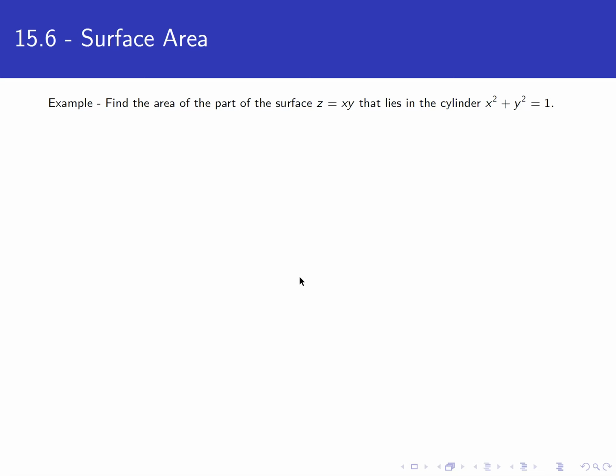Let's do another one. Let's say we have the surface z equals xy. We want the area that lies inside the cylinder x squared plus y squared equals 1. Partial with respect to x is y, partial with respect to y is x. So the surface area here is the double integral over our region of square root of y squared plus x squared plus 1, dA.